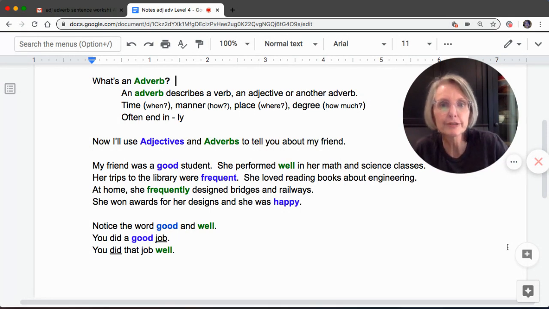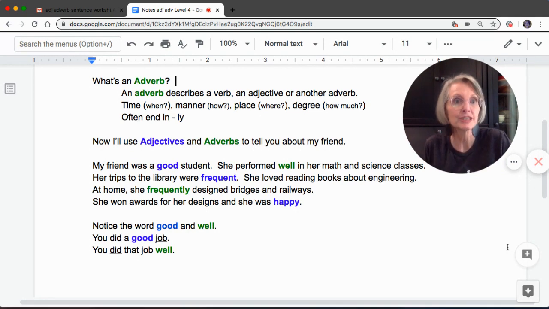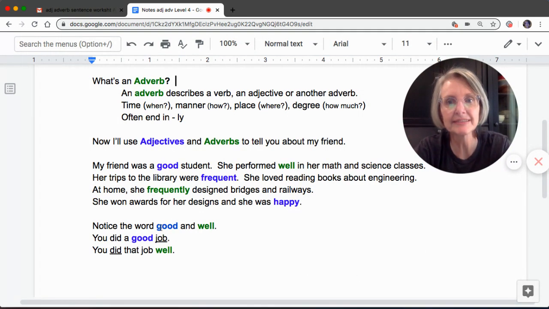She won awards for her designs, and she was happy. So happy tells me about her. She was happy. Okay, then at the very end, let's just talk about these two words.